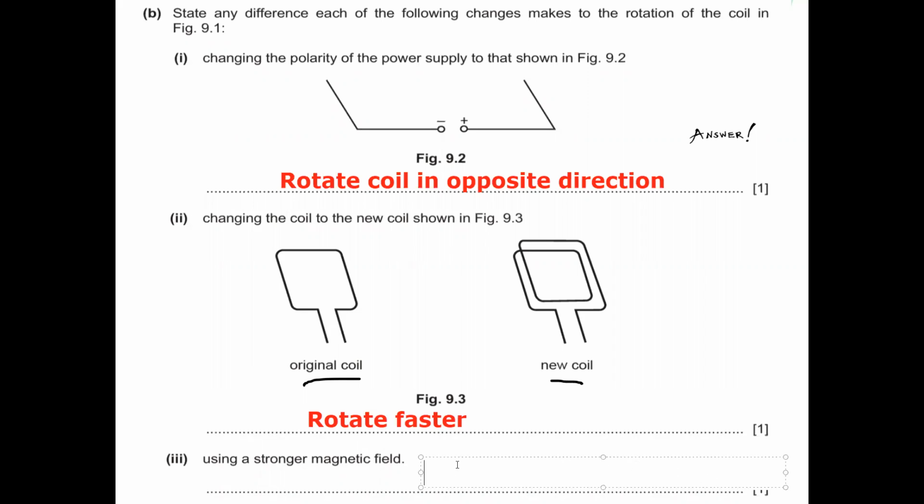A stronger magnet means it will experience a greater force. As a result, when it experiences a greater force, it will rotate faster. So increasing the strength of the magnetic field, or increasing the number of turns of the wire, or increasing the area of the wire in the magnetic field, or the current in the wire, all increase the speed of rotation. But if we change the terminal, that will change the direction of rotation.